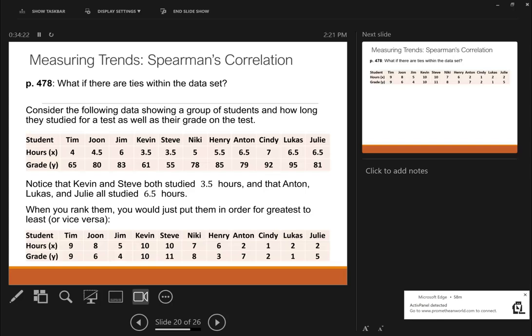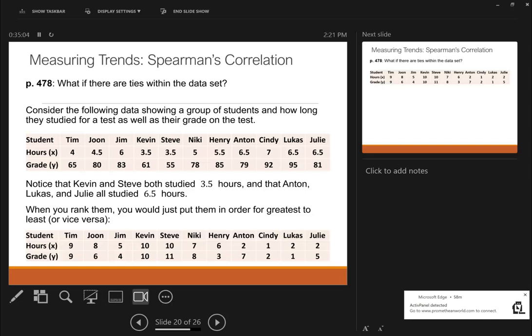So Cindy still is 1, biggest value. Lucas, Julie, and Anton all tied for second. They don't get second because they tied for second. They get the average of second, third, and fourth place. I add up second, 2, plus third, 3, plus 4, 4. That gives me 11, and I divide that by 3. That's going to be their new ranking.